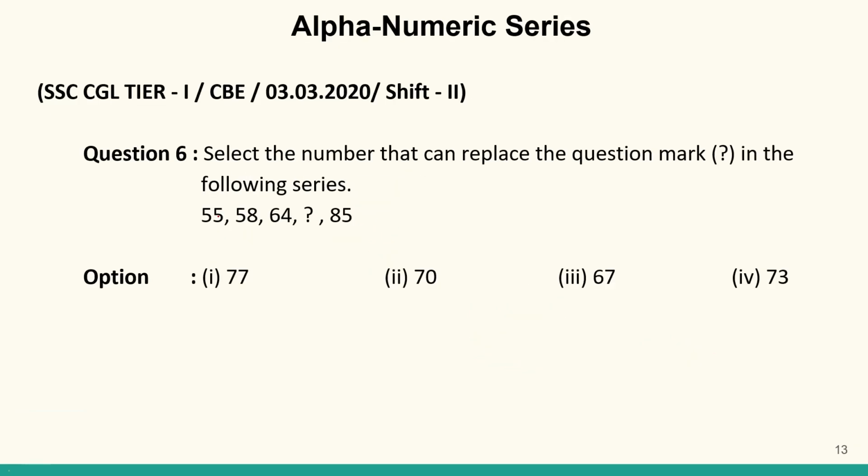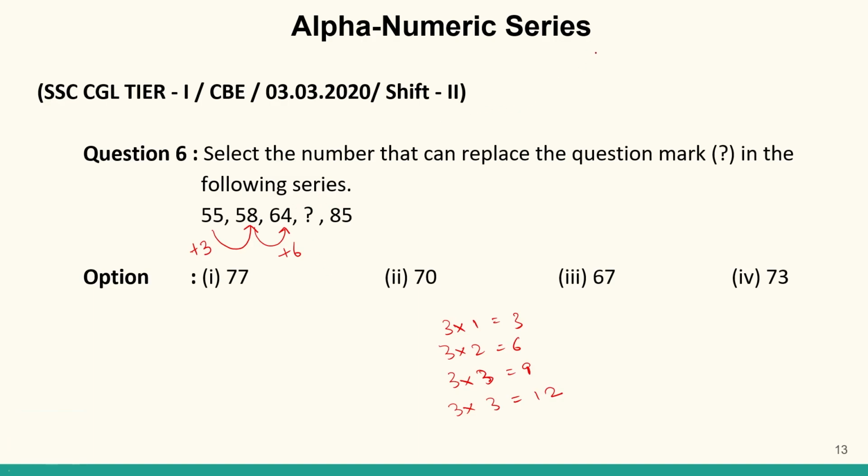Now this one. From 55 to 58, if we go, there's an addition of 3 numbers. Okay. From 58 to 64, if we go, there's an addition of 6. So I can see we are adding multiples of 3. So we are adding 3. Then we are adding 6. Then we should add 9 and 12, because we have to add 2 numbers, right?